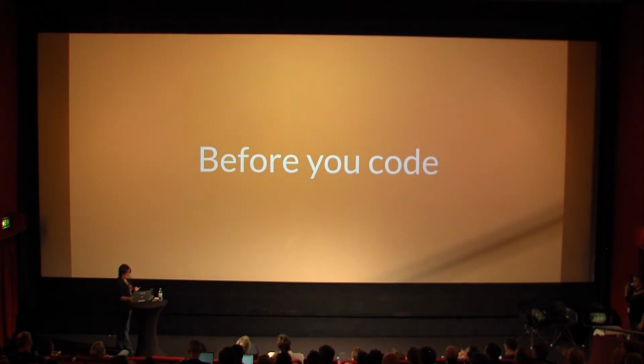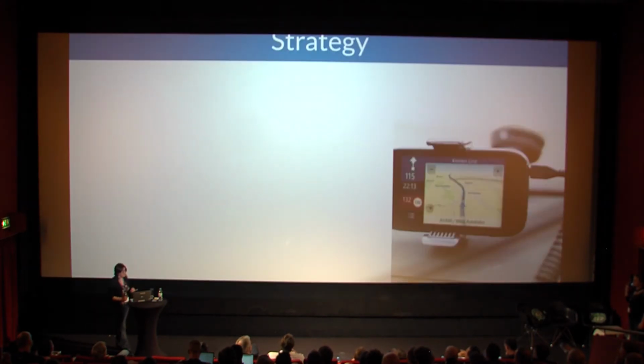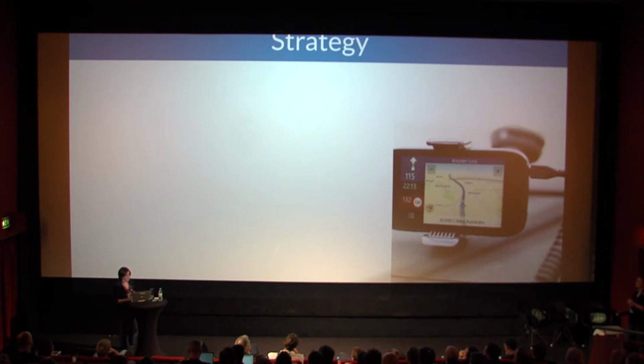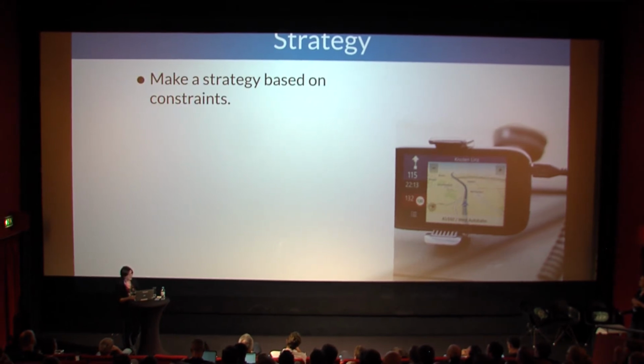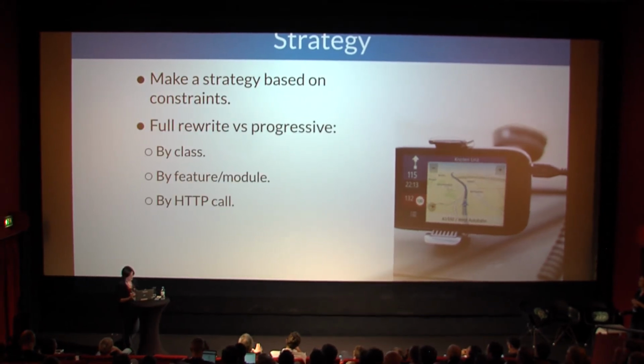So before you code, what you need is to make a strategy. The way this strategy works is, let's compare your code base to a house. When you want to start making changes, there are certain constraints. There are walls that cannot be moved because they support the roof. If you remove them, everything collapses. So you need to know what those constraints are, and everything else you can strip out. You can move things around. That's not a problem. So you have to identify those constraints and make a strategy around those constraints.